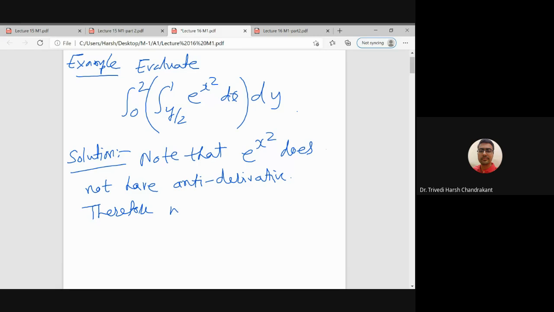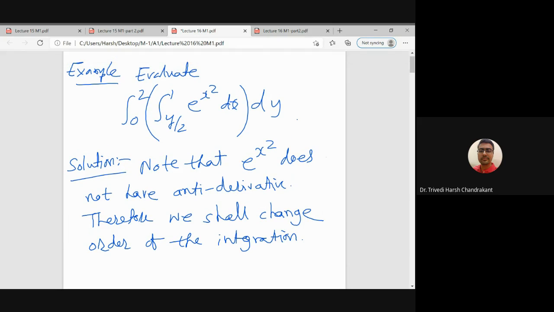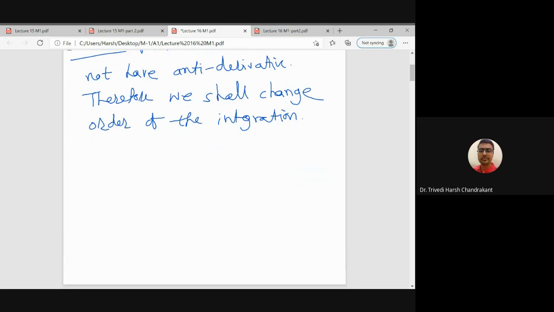So therefore we shall change the order of the integral. To change the order of the integration, first we have to look at what is the region over which we are integrating the function. So let us first draw the region in the xy plane.